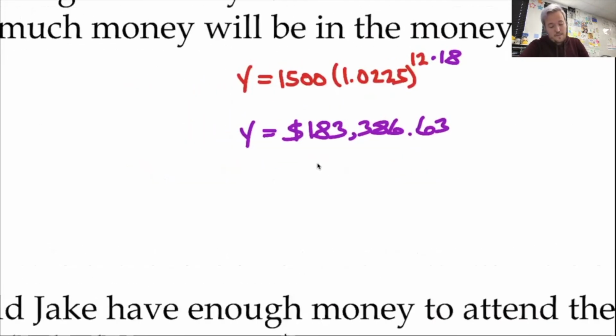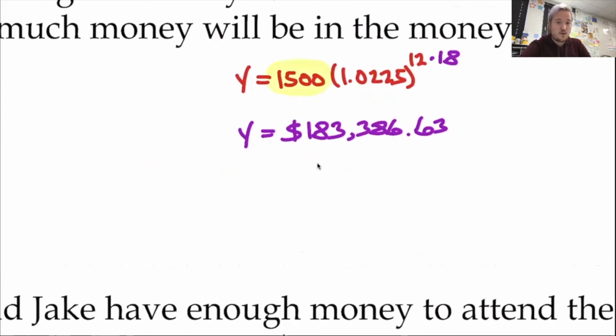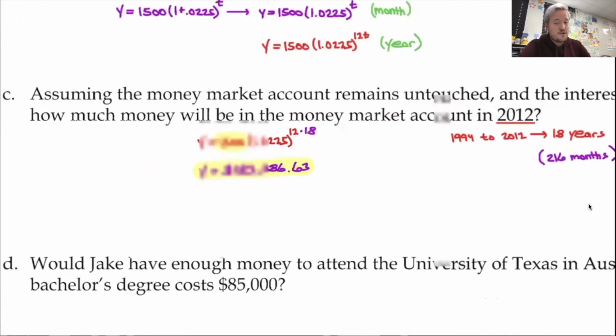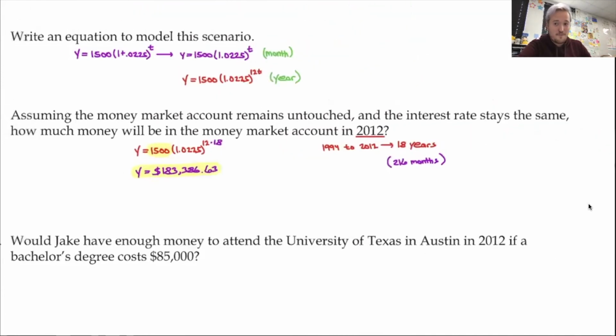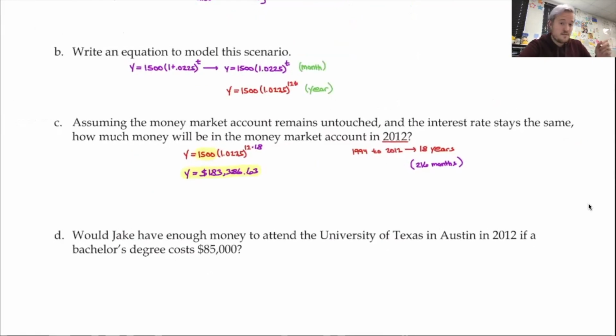Keep in mind, just to put this in perspective, in 1994, they started with 1,500. And after 18 years of just leaving it alone, letting it compound without contributing to it monthly, yearly, or whatever, it went all the way up to $183,000 in 18 years. So this is a really good way to save money over time and plan for any big purchase, especially like a house, apartment, whatever. Or if you want to start a business, this is also a really good way to do it.